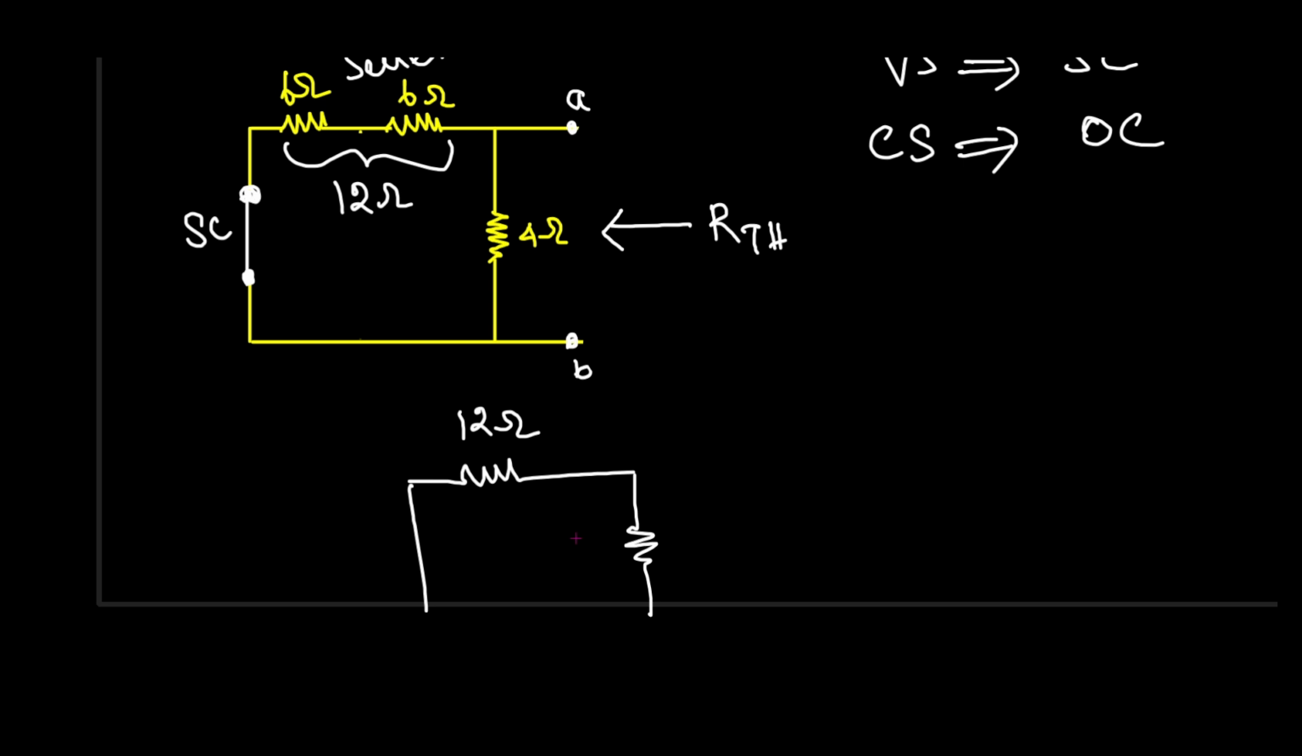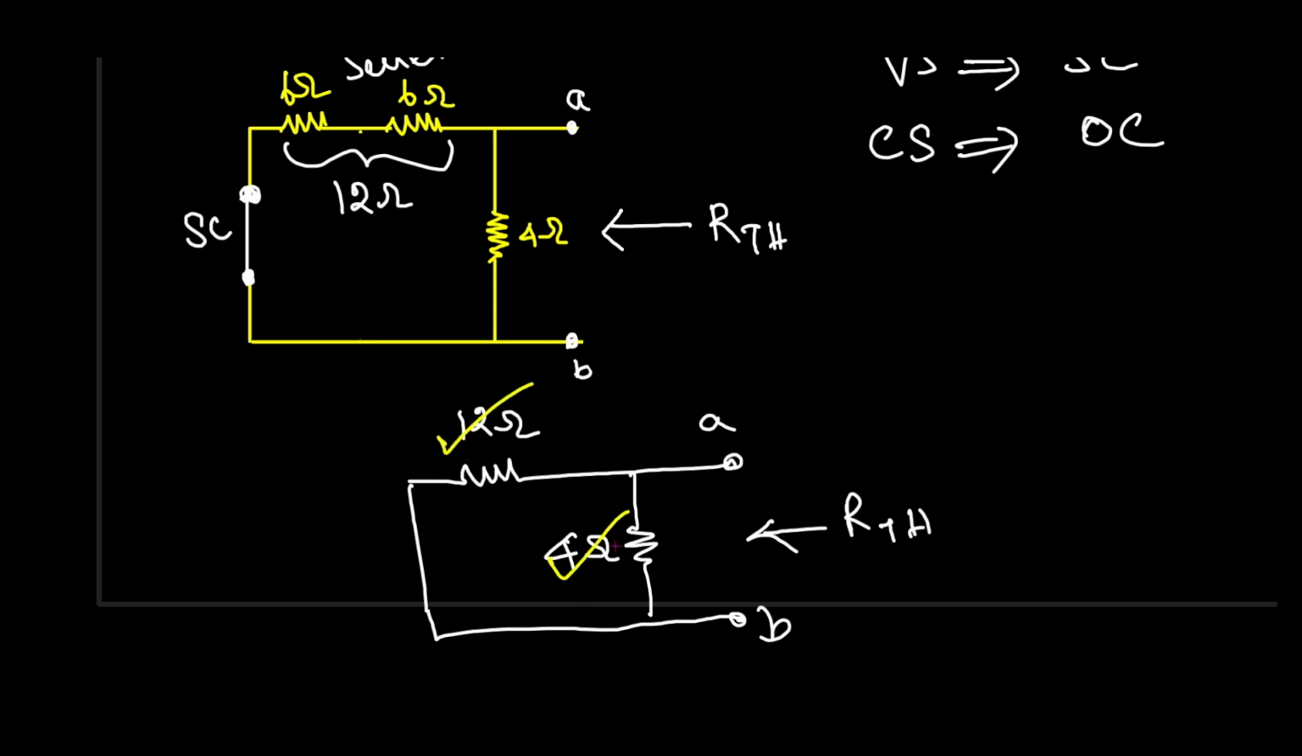Again here you have this 4 ohm resistance. Then you have this, right? A and B terminals, across which you need to find out the Thevenin. So if you now look at this 12 ohm and this 4 ohm, these two resistors are actually in parallel. How do you actually say that they are in parallel? This is one end of this 12 ohm resistance. This is another end, right?